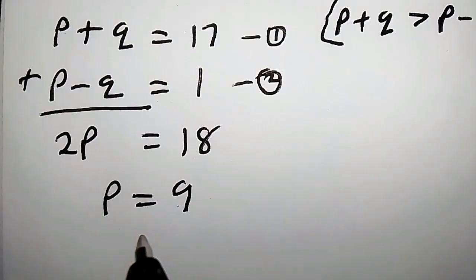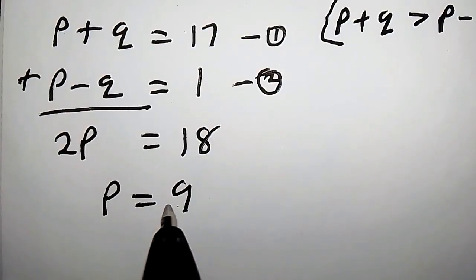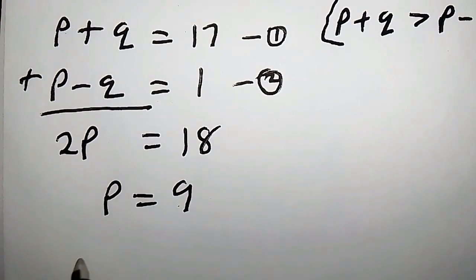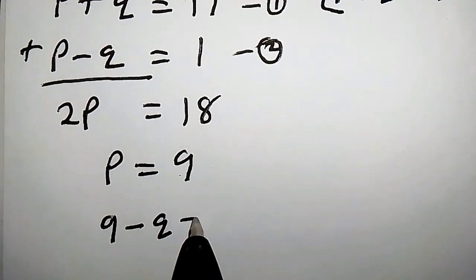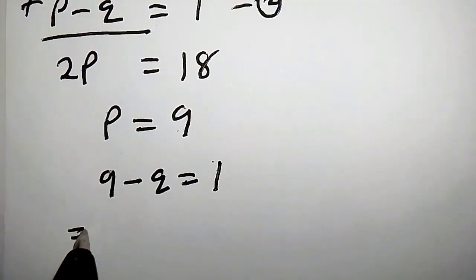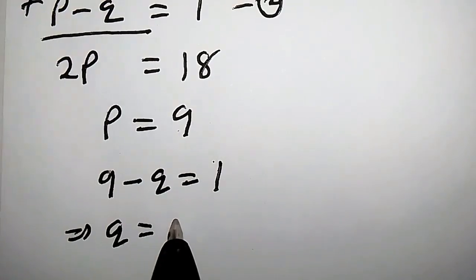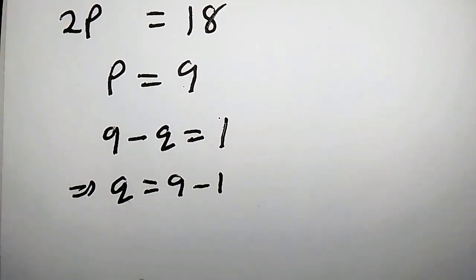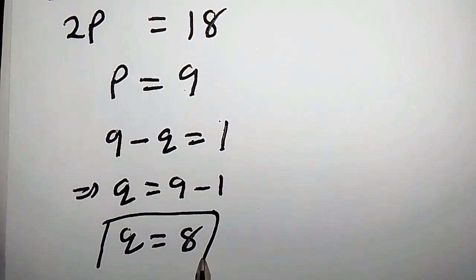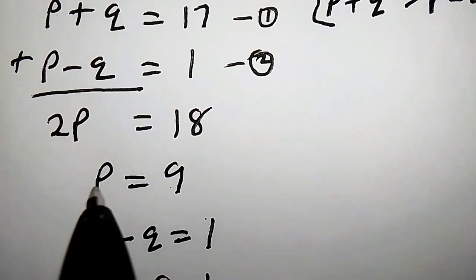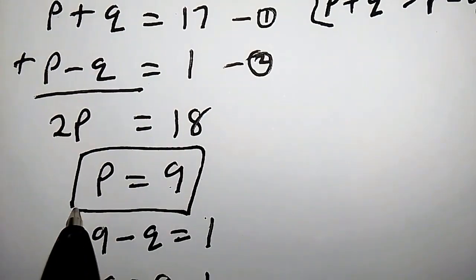To get the value of q, let's plug the value of p into equation 2. So that will be 9 minus q equal to 1. This means that q is equal to 9 minus 1. So our value of q is equal to what? 8. This is the value of q, and this is the value of p.